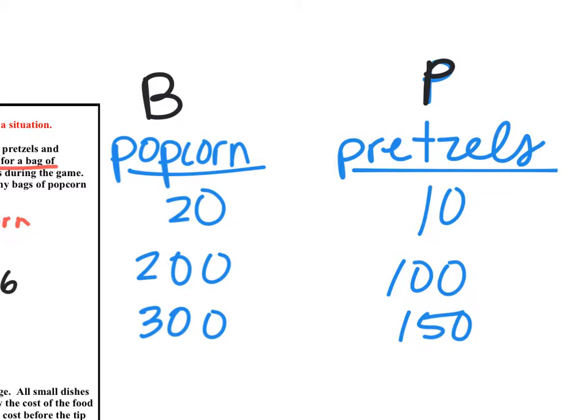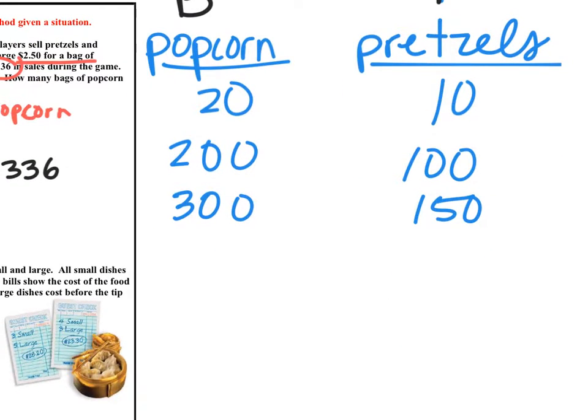The pretzels. 2 times the pretzels is equal to bags of popcorn. So the equation has to be 2P is equal to B, because you're multiplying this number by 2 to get the amount of popcorn. So what Luke said is correct.